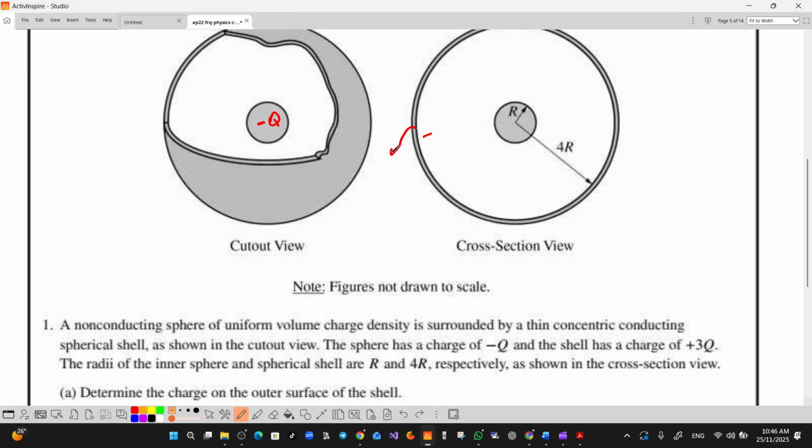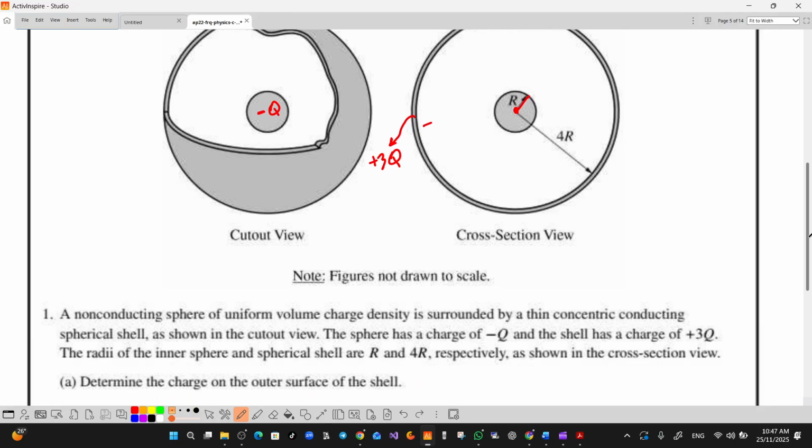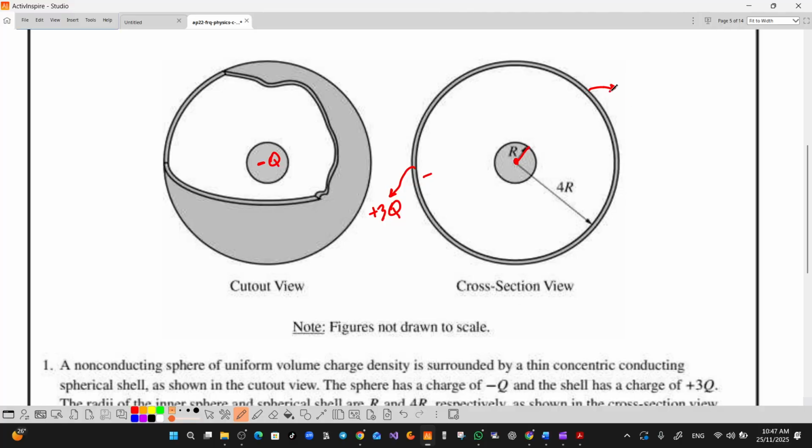So the shell has a charge plus 3q. Now notice here we didn't specify whether the 3q is located on the inner surface or the outer surface. The net charge on this shell is plus 3q. The radii of the inner sphere and spherical shell are r and 4r respectively. So for the smaller one, it's r, and for the largest one, it's 4r. Now we need to determine the charge on the outer surface of the shell. What will be the charge here on the outer surface?